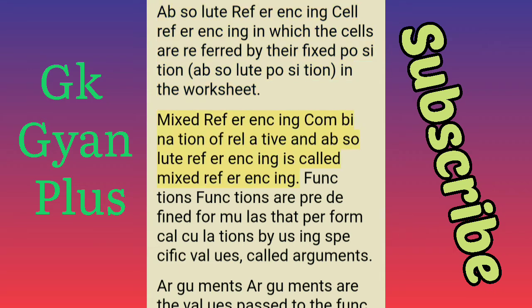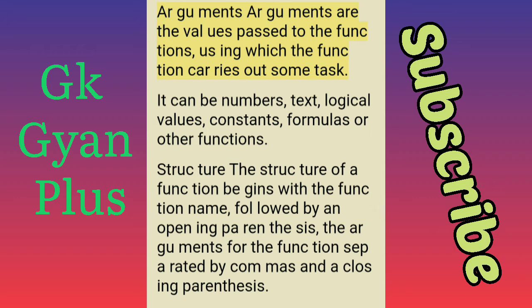Mixed referencing: a combination of relative and absolute referencing is called mixed referencing. Functions are predefined formulas that perform calculations by using specific values, called arguments. Arguments are the values passed to the functions, using which the function carries out some task. They can be numbers, text, logical values, constants, formulas or other functions.